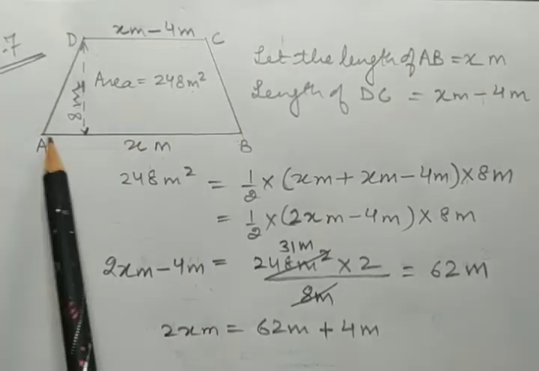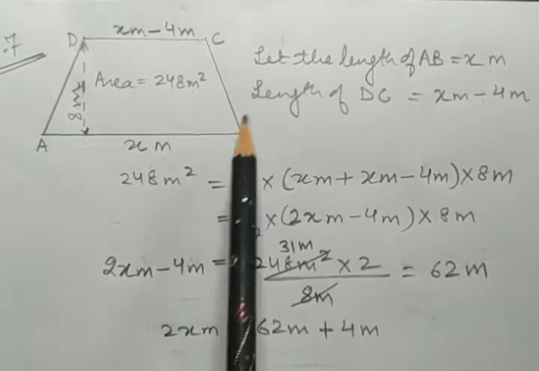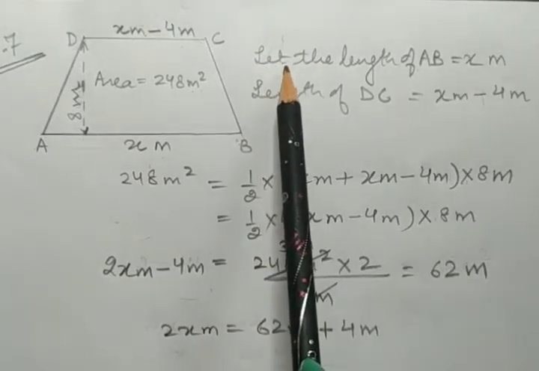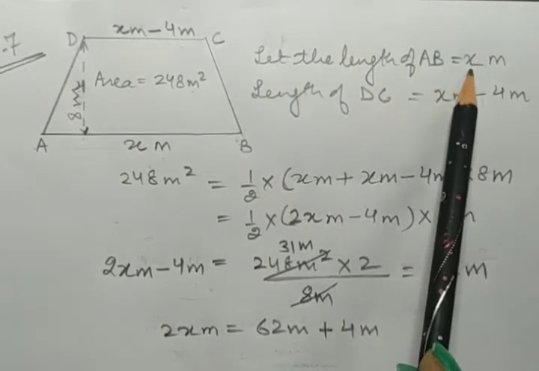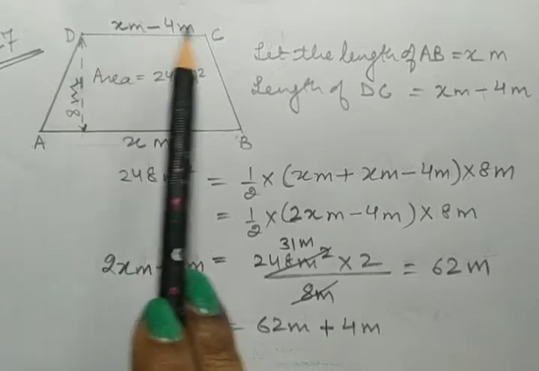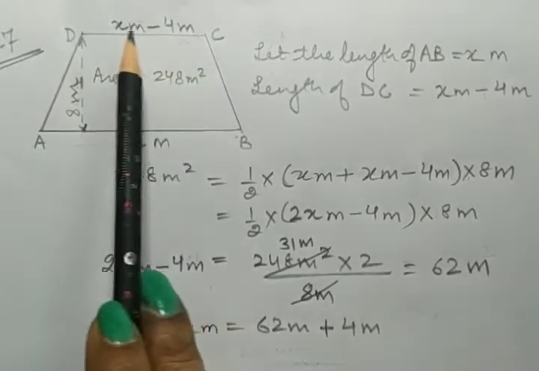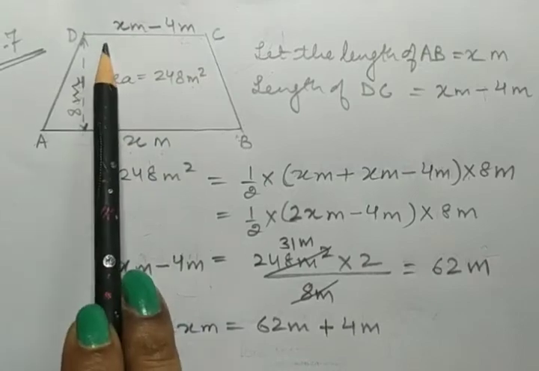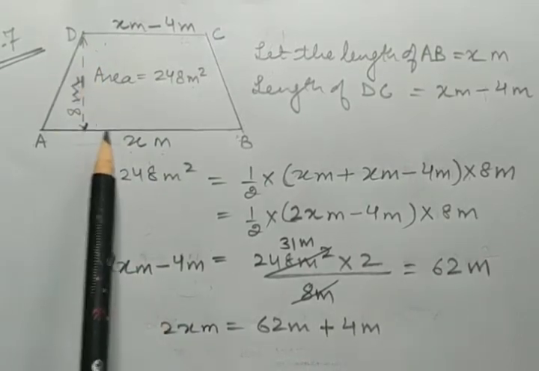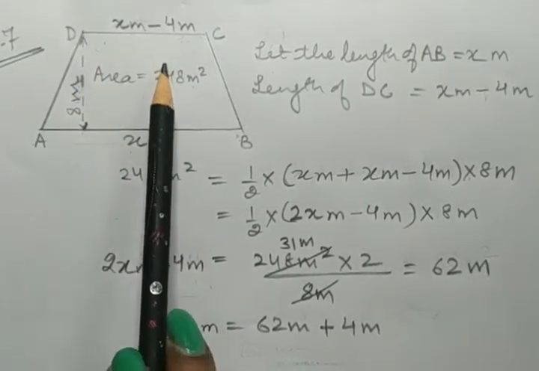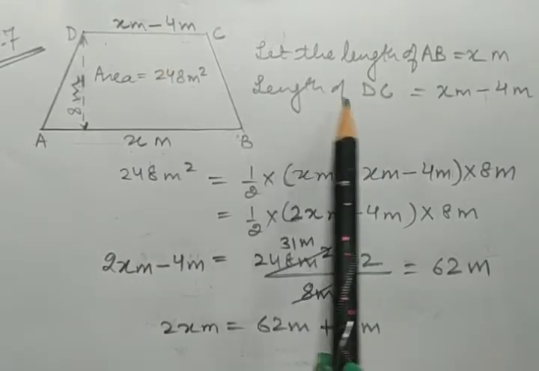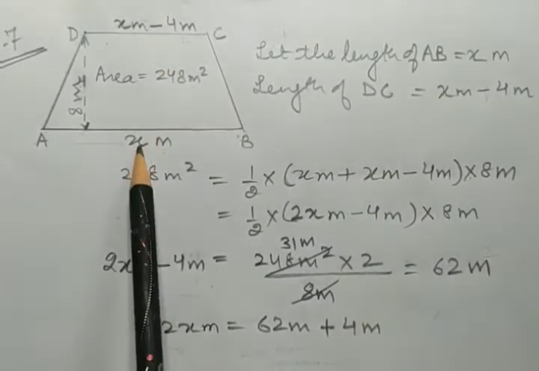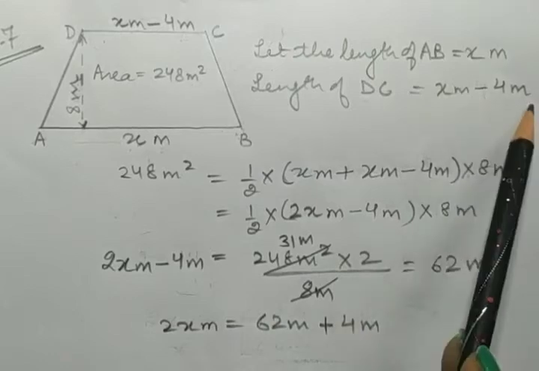As the bigger side is AB in this trapezium, so we have to consider the length of AB is equal to x meter. So the length of CD will be x meter minus 4 meters, because the smaller side, according to the question, is 4 meters smaller than the bigger side. So length of DC is equal to x meter minus 4 meters.